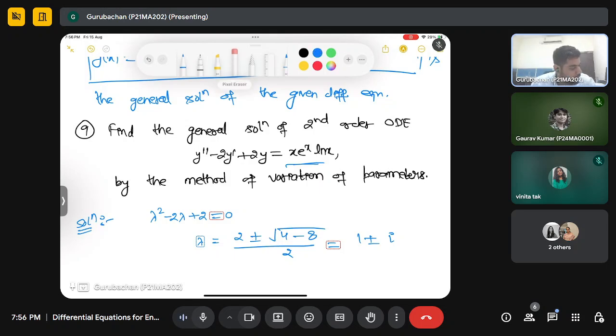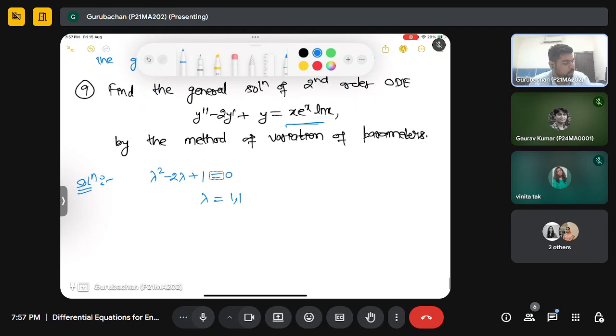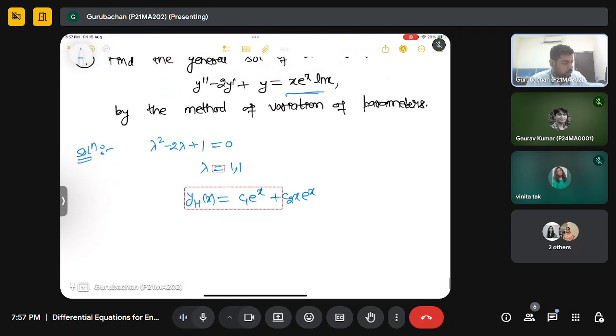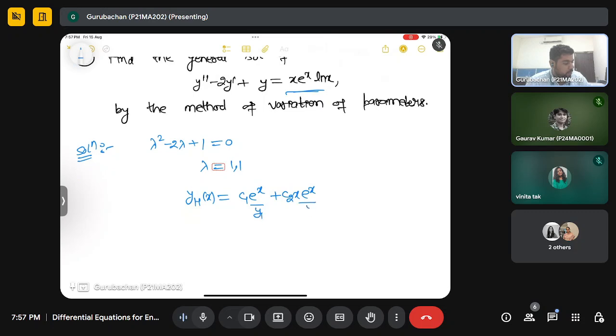So let me make it a little easy for us. Let me take this one as y, 1. So if this will be 1, then we get directly repeated roots. That will be 1 and 1. So our homogeneous part solution will be C1 e to the power x plus C2 x e to the power x. This will be our homogeneous solution. Now we need to discuss the particular solution. y1(x) is this, y2(x) is this.